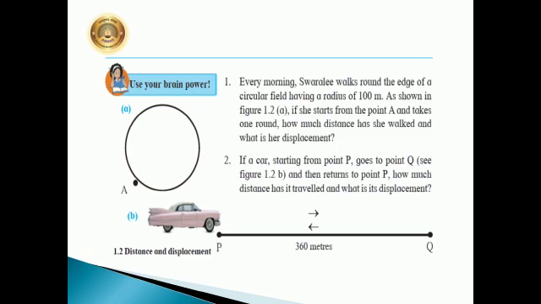Second, if a car starting from point P goes to point Q and returns to point P, how much distance has it travelled and what is the displacement? You have to calculate this. Yes, from P to Q is 360 and Q to P is 360.